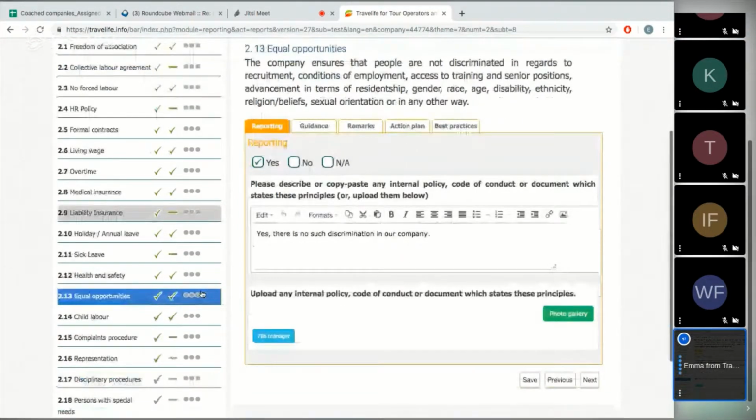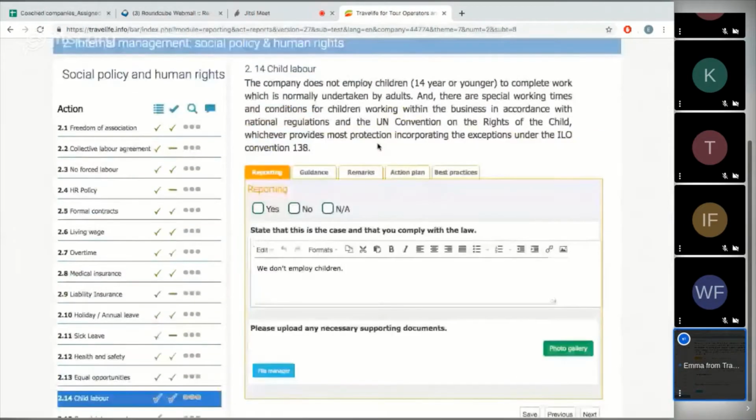Then child labor, this is also an important criterion. This might differ per country on from which age you can start working, but we would like to see that the company does not employ children, so 14-year or younger, to complete work which is normally undertaken by adults. And there are special working times for children working within the business in accordance with national regulations and the UN Convention of the Rights of the Child.